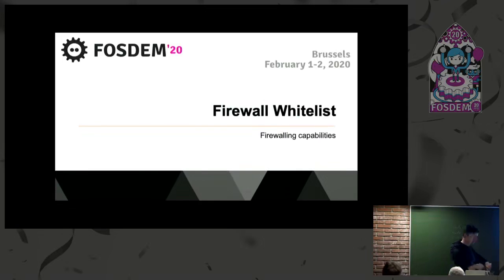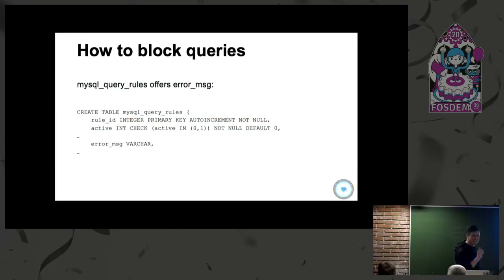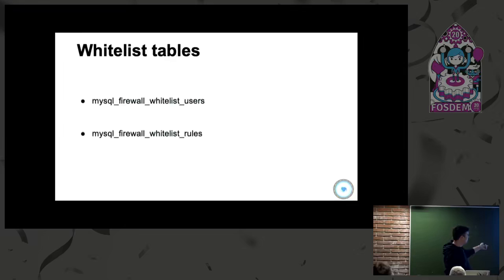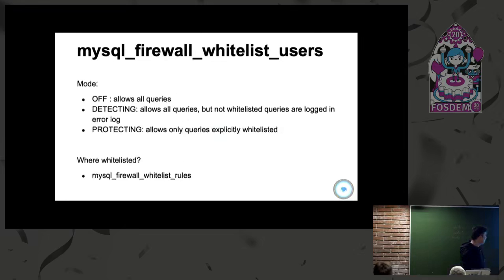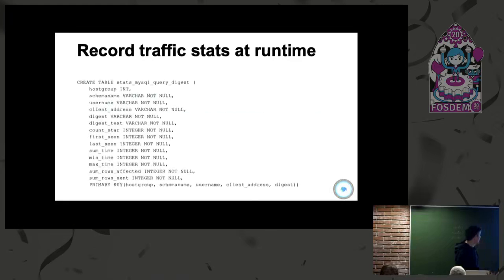Okay, we still have some time. I'm quickly going to go through this. Okay, we've introduced a firewall. We use the whitelist approach. Previously, you'd use a query rule to block users. Instead, we've allowed a whitelist where you can specify either users or schemas, and you can set it up in one of three modes: either off completely, detecting so that you can track what's going through, and finally protecting. So think of this kind of like SELinux for ProxySQL.